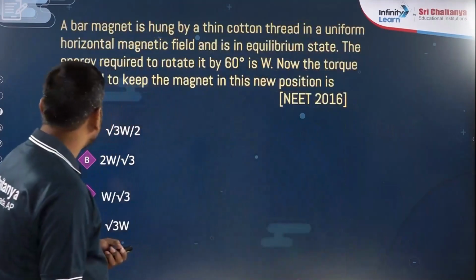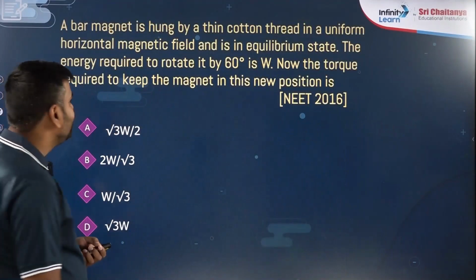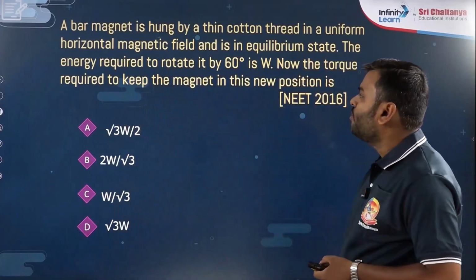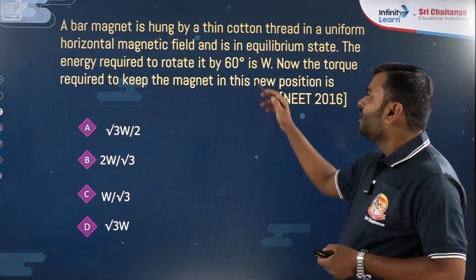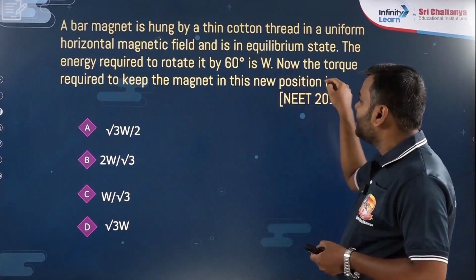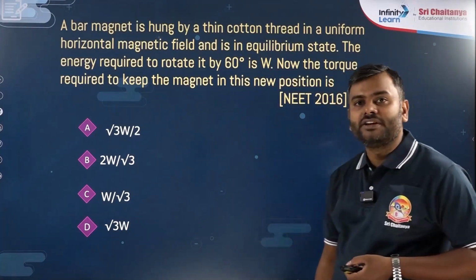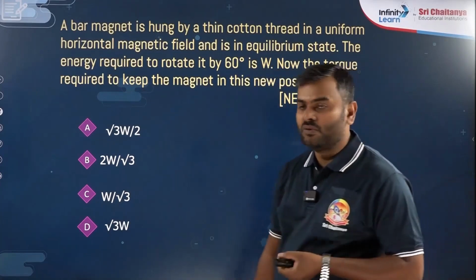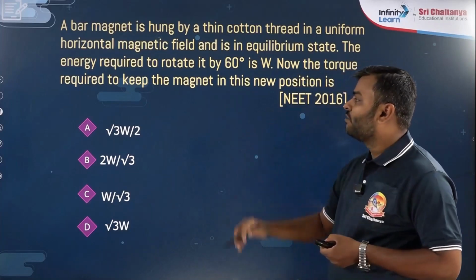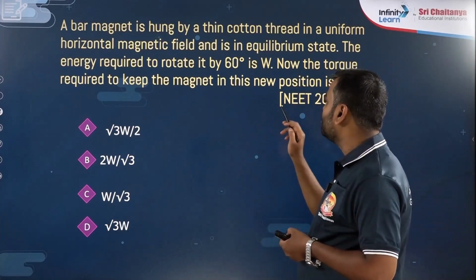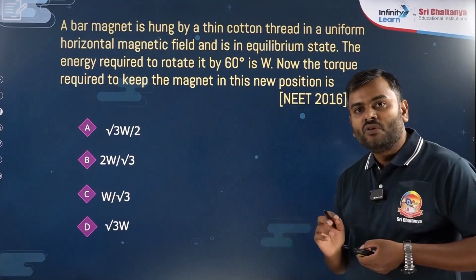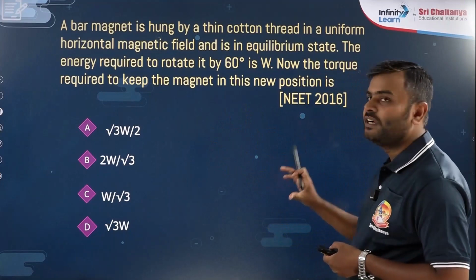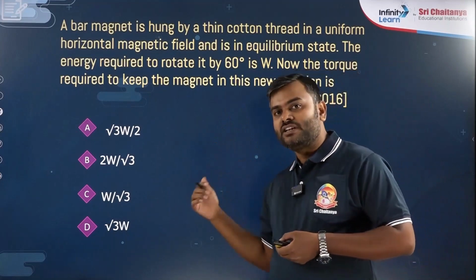So the next question which we have to discuss is, a bar magnet is hung by a thin cotton thread in a uniform horizontal magnetic field, and it is in equilibrium state. The energy required to rotate it by 60 degree is W. Now, the torque required to keep the magnet in this new position is. So what will be the value of the torque which is required to keep that magnet in that particular position? Okay, that is what we have to calculate.